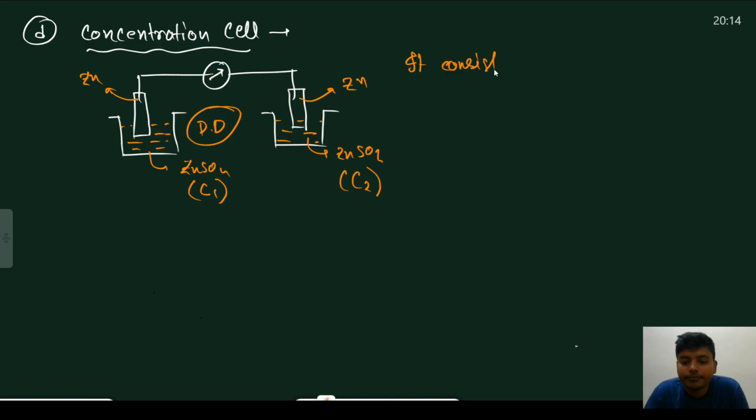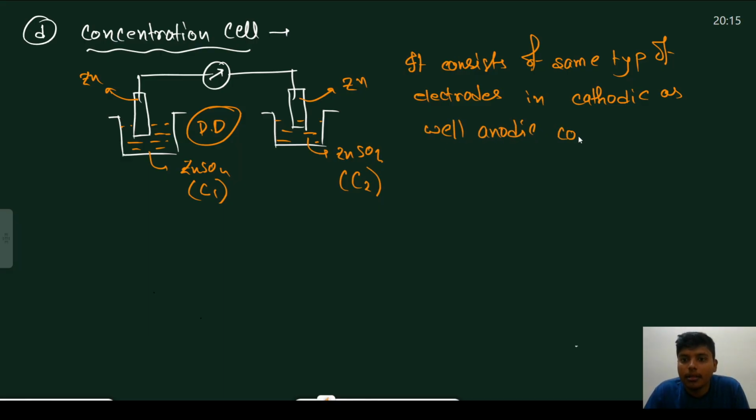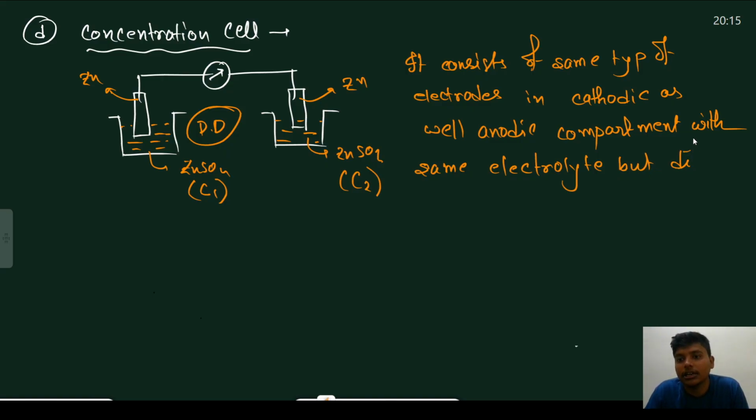So what is a concentration cell? It consists of the same type of electrodes in the cathodic as well as the anodic compartment, with the same electrolyte but different concentration. Understood? Yes, sir. Okay.